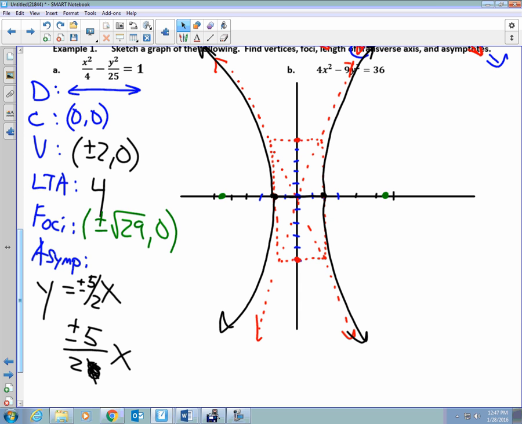What's that? Yeah, so the asymptote, because the center is at 0, 0, that's what we got. Okay, you ready for the next one? Can I erase?